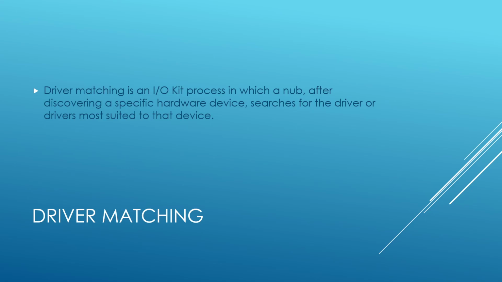There's class matching, which eliminates drivers of the wrong device class. And there's passive matching, which examines each remaining driver's personalities for properties specific to that device, eliminating those drivers that don't match. Active matching. The remaining driver candidates probe the device to verify that they can drive it.